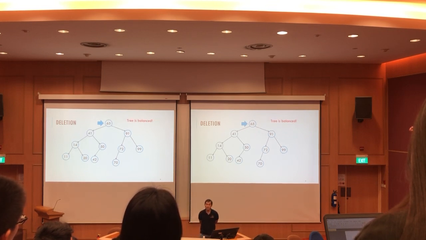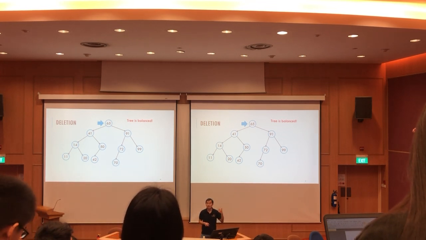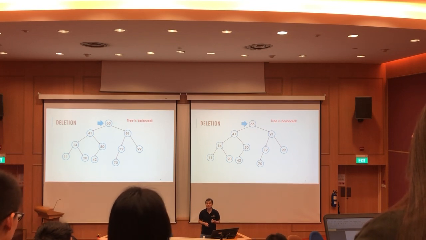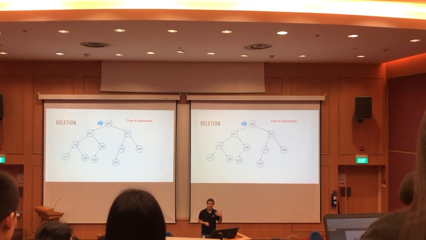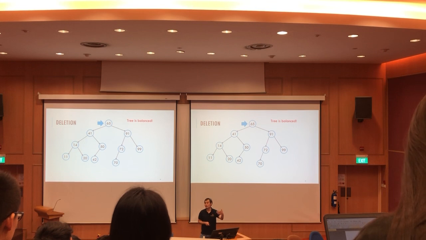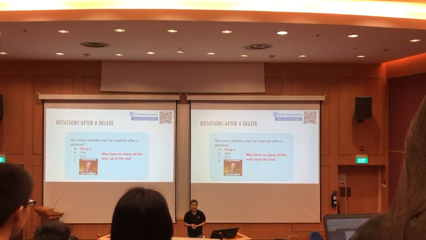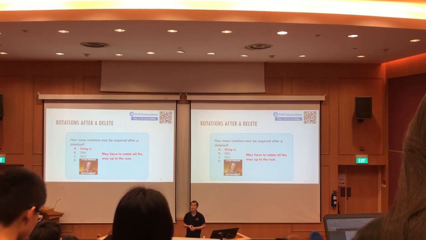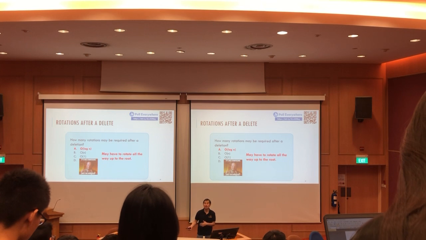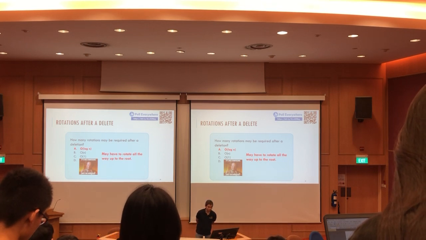Do you notice that we didn't just have to fix the rotation of the subtree? We actually had to recurse all the way up to the root to fix this problem. How much do you have to do to recurse up to the root? Log n, right? So you need log n rotations in order to fix the delete. So deletions are not as pleasant as insertions. You may have to do log n rotations to fix the tree.